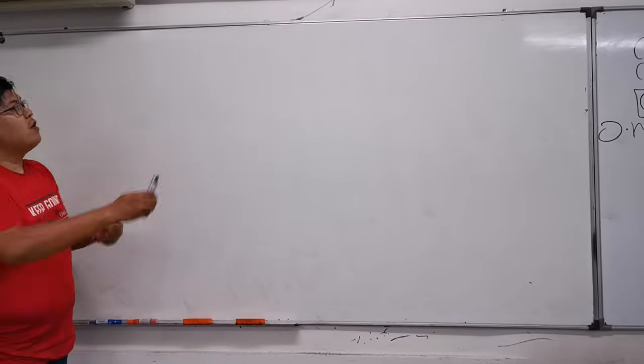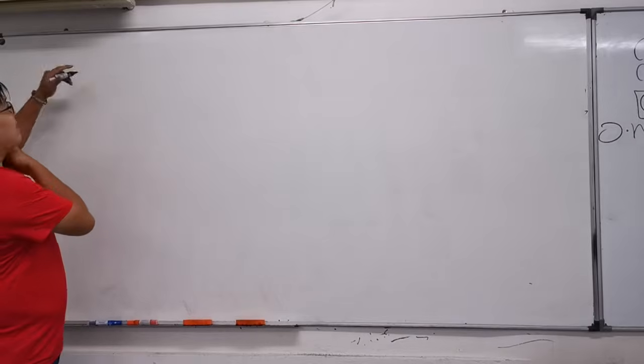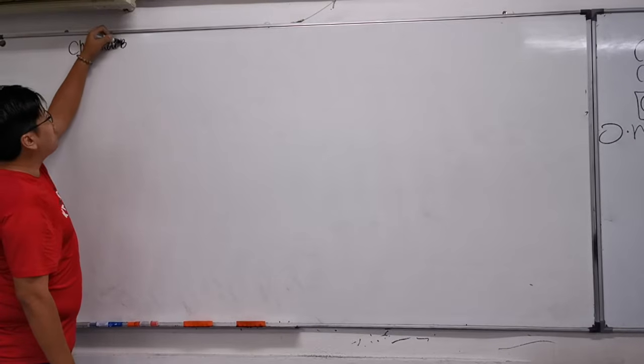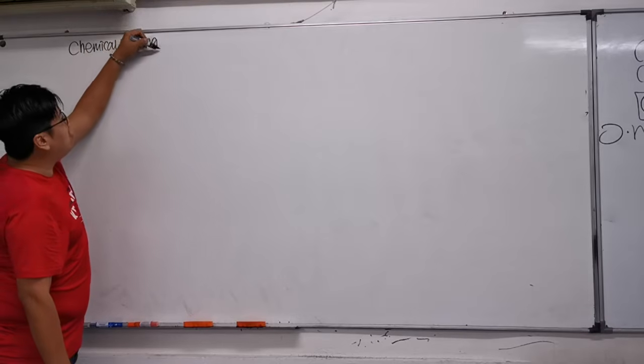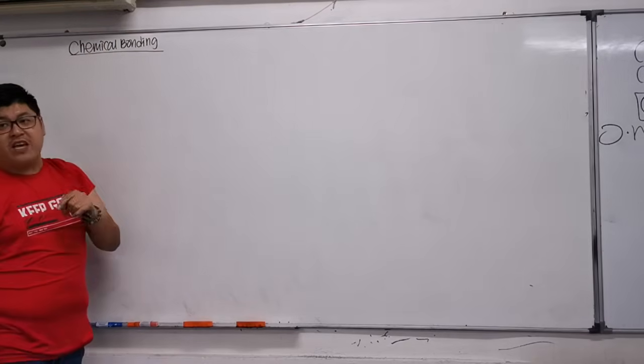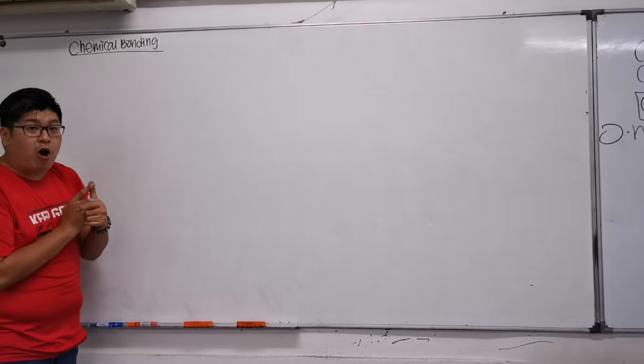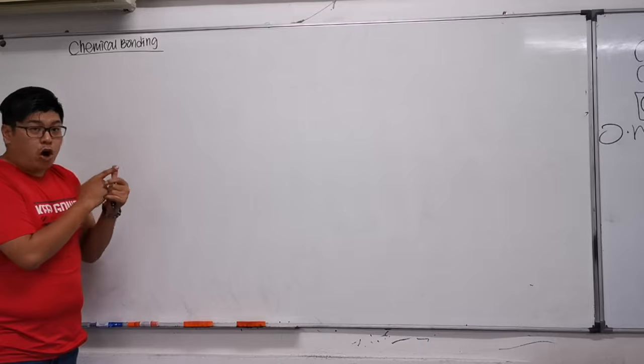Attention. Okay, last week we started a bit on chemical bonding. Please recall, what is the ultimate objective of forming a bond? To be stable. Okay, what do you mean by stable from a chemistry standpoint? The outer shell fully occupied.